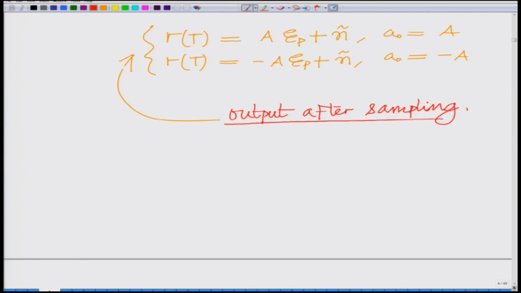And now you will realize something interesting. If you transmit A naught equal to A, what you get is A times E p plus n tilde. Look at this, A times E p is a constant, and you are adding it to the Gaussian noise n tilde, which has 0 mean. So, the mean of this Gaussian noise n tilde is going to shift to A times E p. Similarly, when you transmit A naught equal to minus A, the output is minus A times E p plus n tilde, which means in this case the mean of the noise n tilde will shift to minus A times E p.